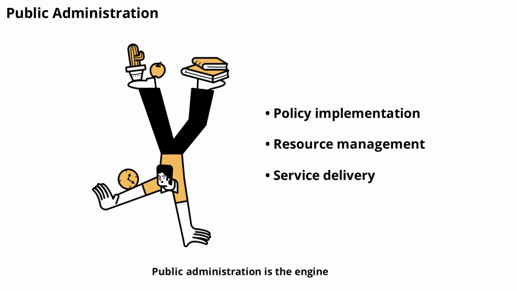Public administration is the engine that keeps government systems running day to day. It involves the implementation of policies, management of public resources, and delivery of services to citizens. Effective public administration requires skilled personnel, clear procedures, and efficient use of technology. Regular training, performance evaluations, and process improvements are all part of maintaining a responsive and effective public administration. Let's explore how these elements come together in practice.